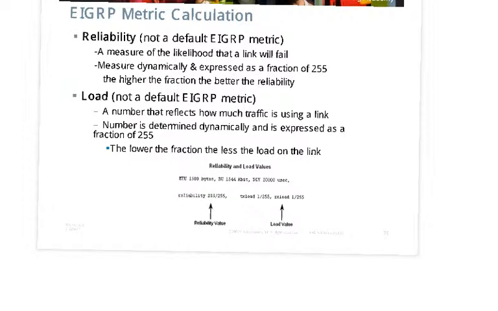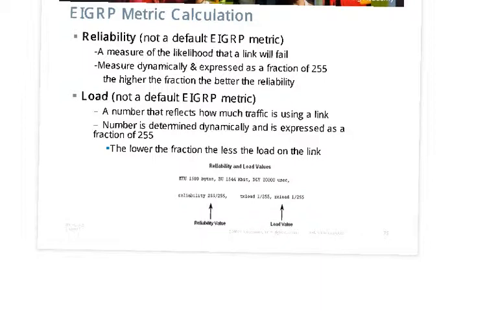On the other side, the metrics for the reliability and the load are measured as real-time parameters. The reliability is defined as the likelihood that a link will fail. It's a probability that the link will fail. And of course, this is not something that's static or fixed. It depends on how the network is running, and on the load and some other parameters. So this is measured dynamically and expressed as a fraction of 255. The higher this fraction, the better the reliability. If this fraction increases, this means that the network is highly reliable, which is something good.